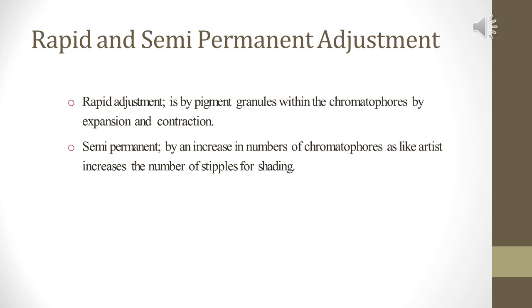How do the fishes change their body color? There are two types of adjustment found in the body of fishes: rapid and semi-permanent adjustment. These adjustments are due to survival conditions or maybe any other condition. What is the rapid adjustment? It is done by the pigment granules within the chromatophores, by expansion and contraction. Semi-permanent adjustment is by an increase in the number of chromatophores, like an artist increasing the number of stipples for shading.